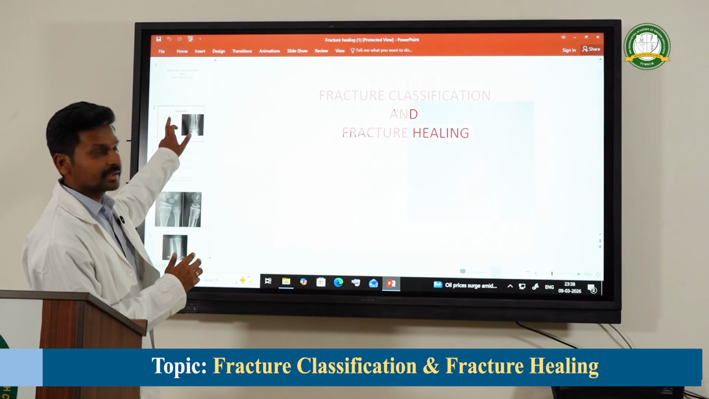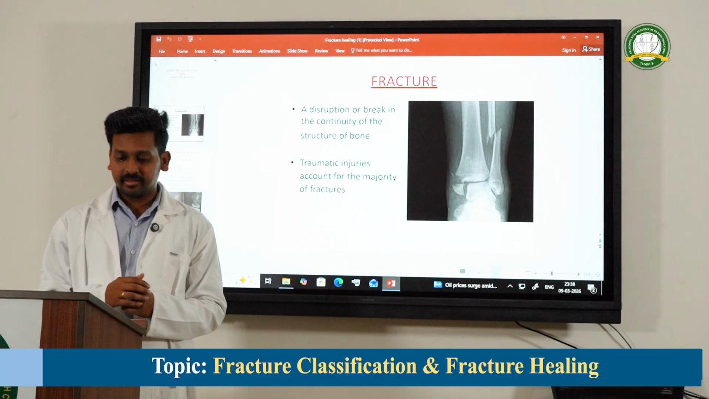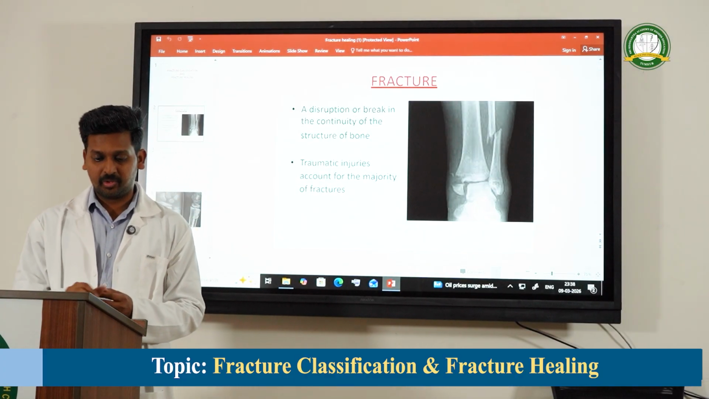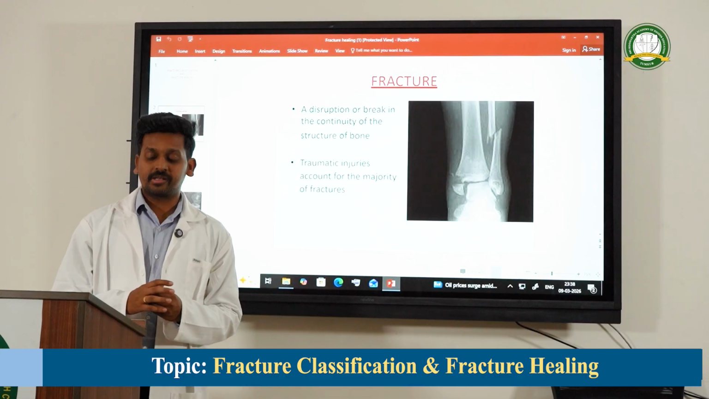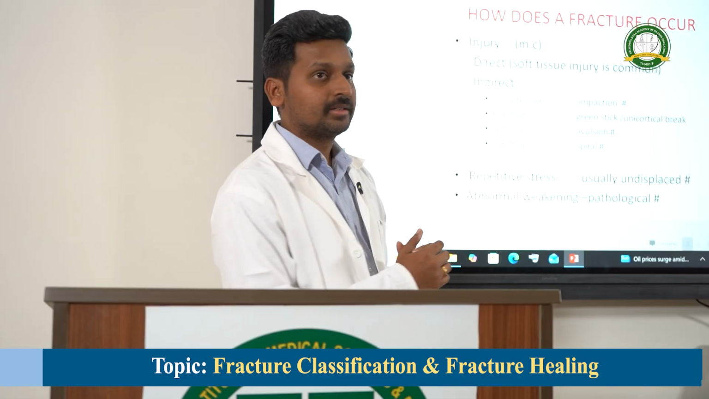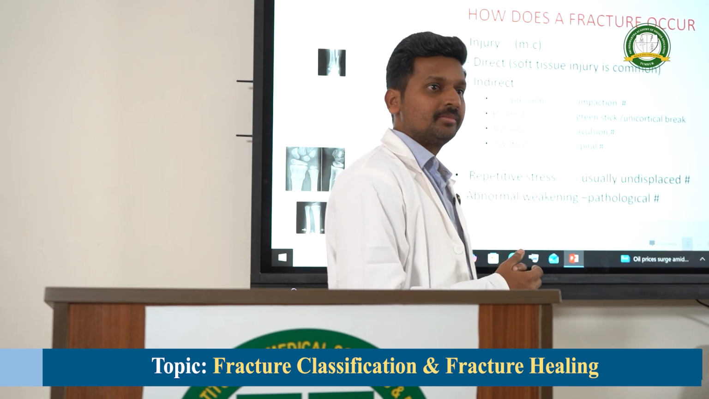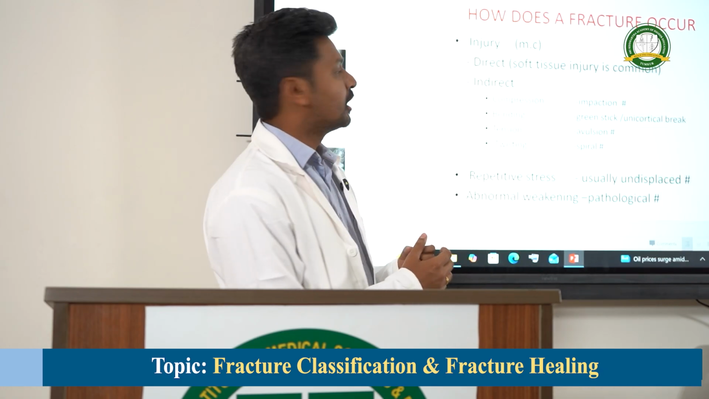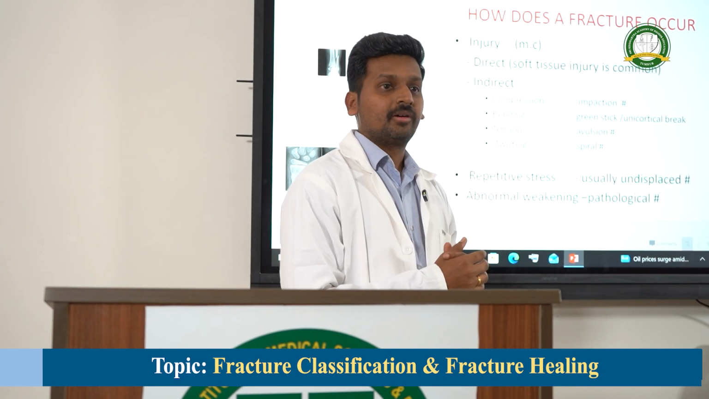So what is a fracture? A fracture is a break in the continuity of the structure of the bone. Traumatic injuries account for the majority of fractures. So how does a fracture occur? Injury is the most common mechanism for any bone to fracture. It might be either a direct or indirect cause of injury.